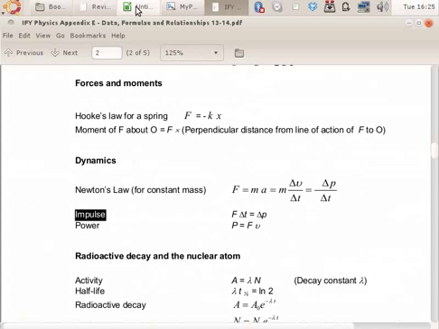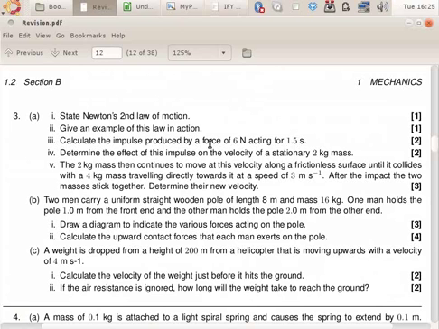So in this example, the impulse will be the force multiplied by the time, so the total is 9. Determine the effect this impulse has on the velocity of a stationary mass of 2 kilograms. So what is the velocity at the beginning? 0. And afterwards, we don't know. And what's the mass? 2. So you can use this formula.